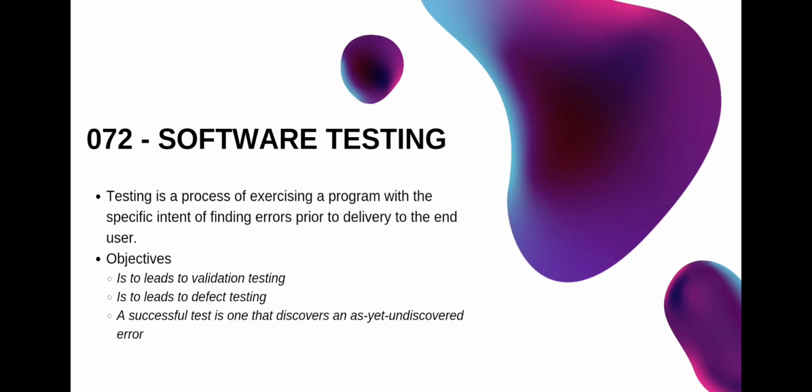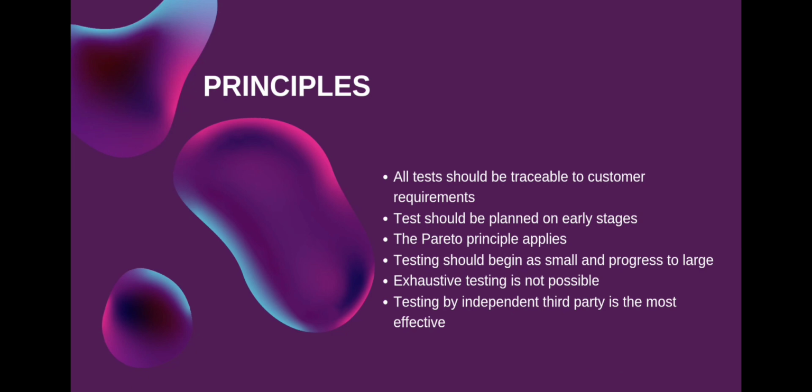Software testing is a process of exercising a program with the specific intent of finding errors prior to delivery towards the end user. Their objectives are to lead to validation testing, to lead to defect testing, and a successful test is one that discovers an as yet undiscovered error. Let's go to principles of software testing.